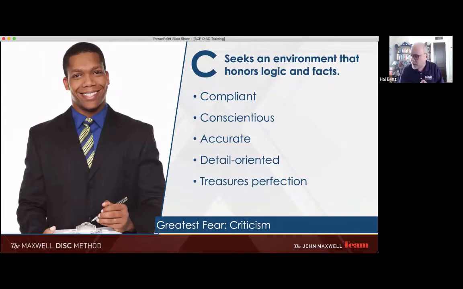And it's hard for the high Ds in their world to have high Cs around, because the high D is ready, fire, aim. The high C is ready, aim, let's set the sights, adjust one more time. And the Ds are like, damn it, would you fire? You're killing me here, right? And it causes tension sometimes. But the key is they don't want to get it wrong, right?